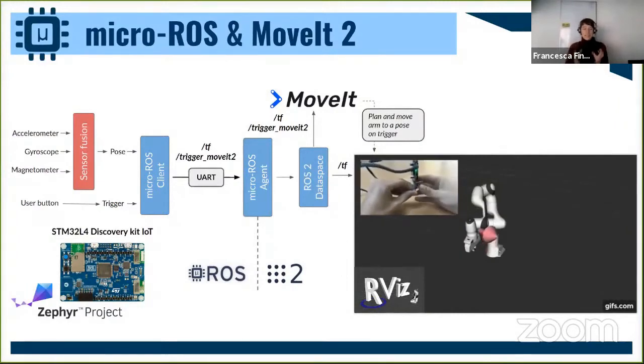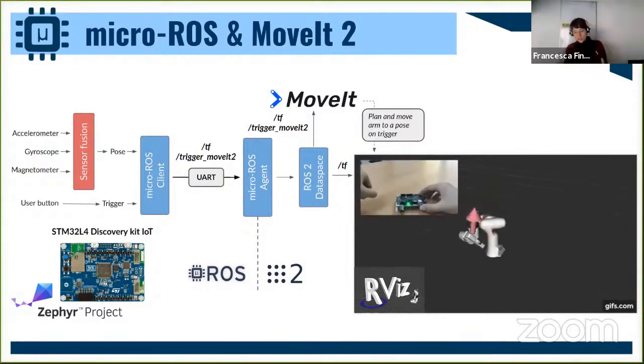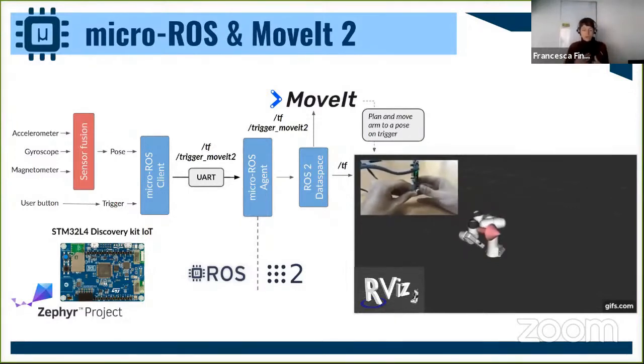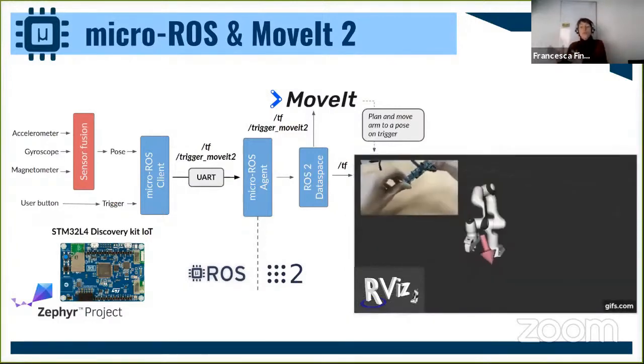First of all, it has an inertial measurement unit composed of an accelerometer and a gyroscope with a magnetometer. And the fusion of the measurements fetched by the sensors outputs the pose or quaternion attitude, which provides information on the board's orientation in space. Also, we make use of a user button that triggers the MoveIt 2 planning algorithms and causes the virtual arm to move to where the board is located.